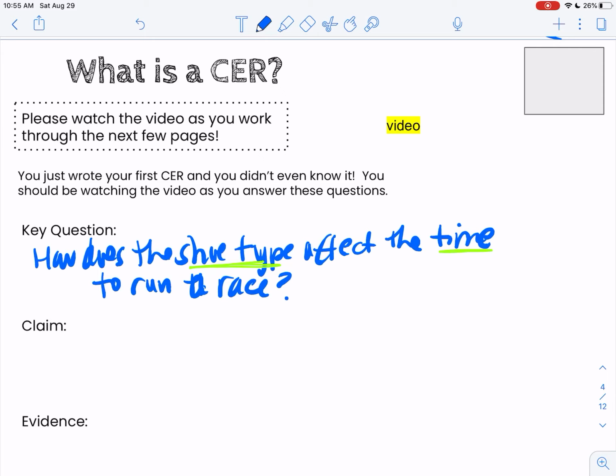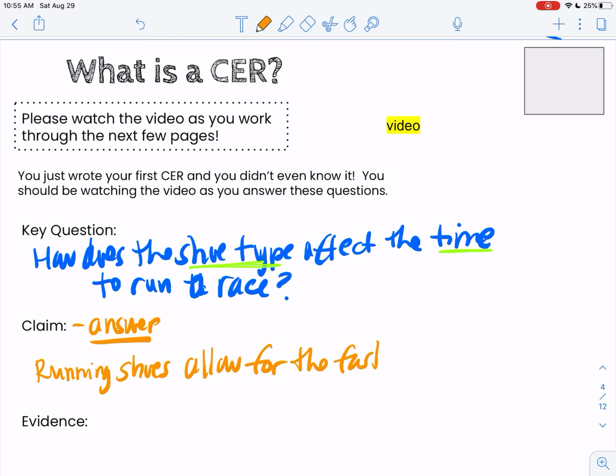The claim is basically what you do to answer the question. The answer to the question is what we call the claim, and it's a nice clean sentence. So this one you might say, running shoes allow for the fastest race time, something like this. It doesn't have to be exactly my words. You can use whatever words you want. Running shoes allow for the fastest race time. So that would be the claim, which is the answer to the question that you're trying to ask.